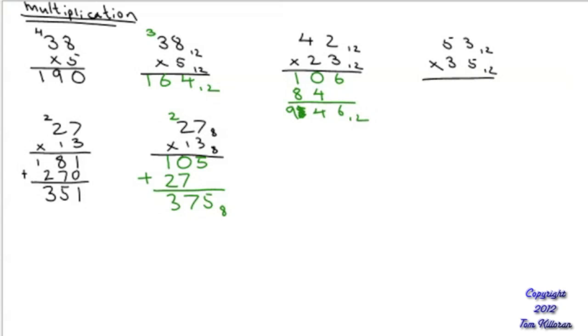3 times 5. 5 times 3, I'm sorry. Too big. 12 goes into 15 one, with a remainder of 3. 5 times 5, 25, plus 1, 26. 12 goes into 26 2, with a remainder of 4. It's 26 minus 24. 3 times 3, 9. What do I write? 9. 3 times 5, 15, 15 plus 1, 16. So that would be 1 and 4, because 12 goes into 16 once with a remainder of 4.